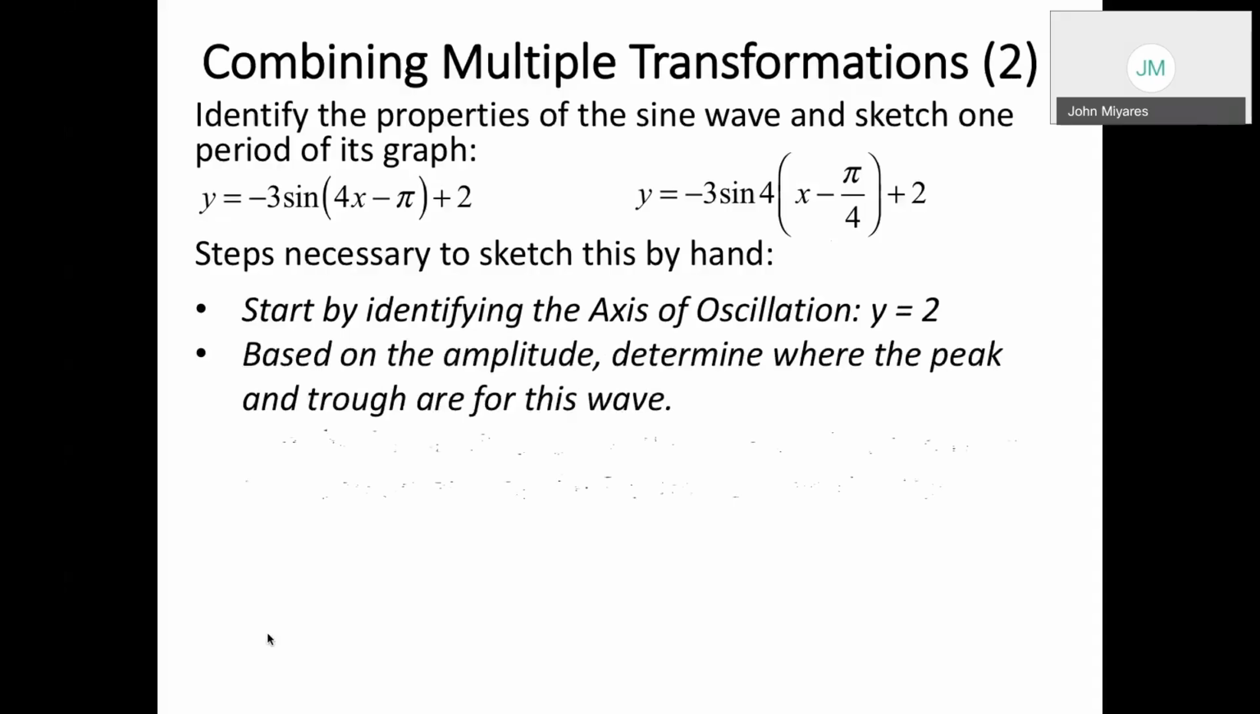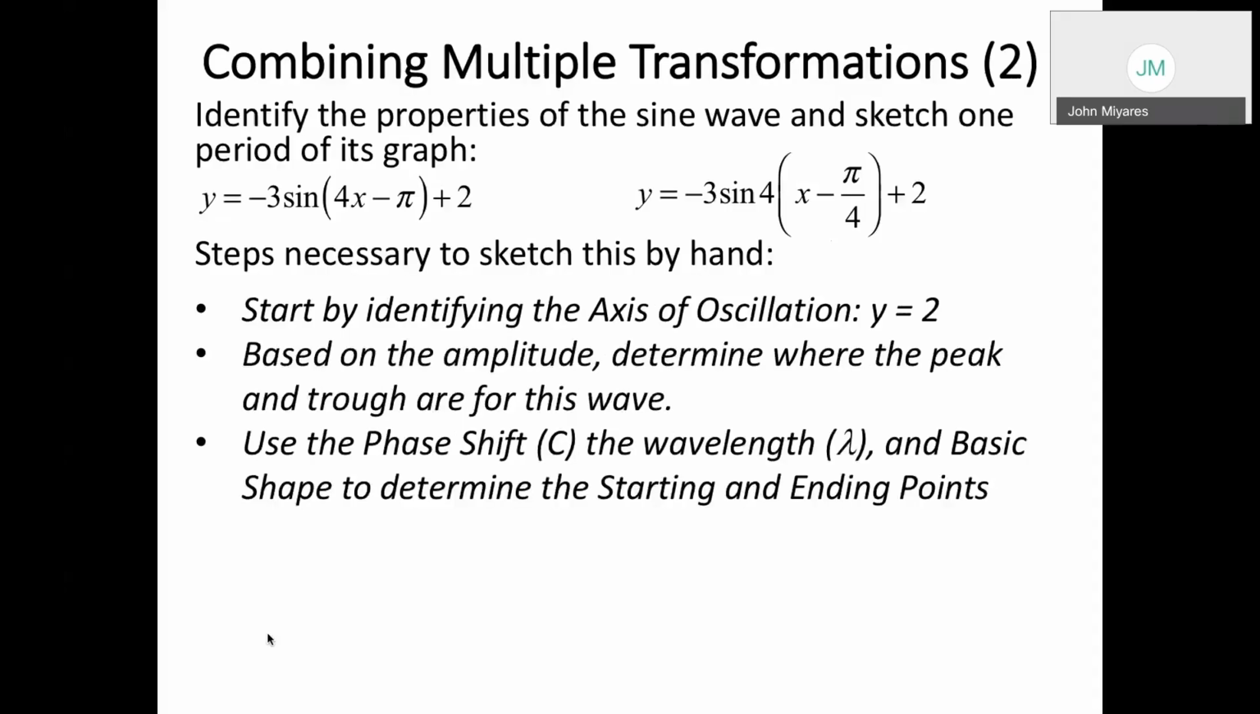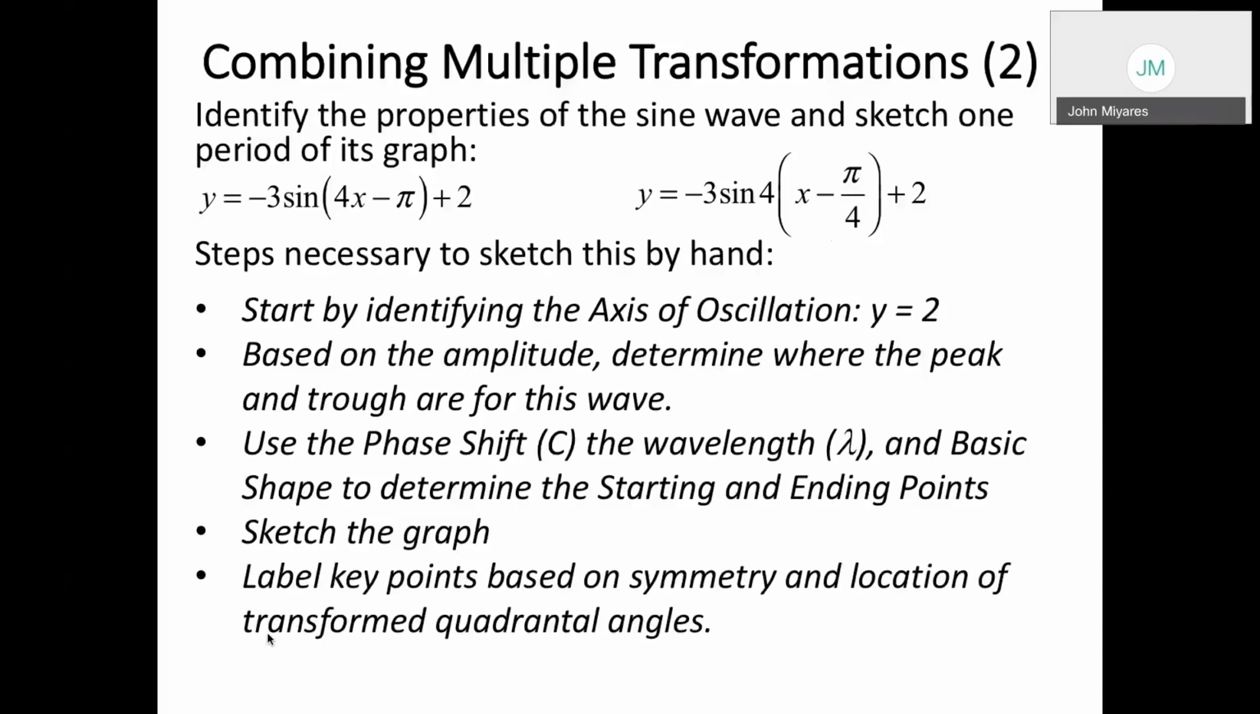Next, we can use the phase shift c and the wavelength lambda and the basic shape to determine where the graph is going to start and end with its first cycle. Knowing this is a sine wave, which normally starts at the origin, the graph of this is going to have a similar behavior, starting at the axis of oscillation and ending horizontally pi over 2 units away from where it started. From there, we can sketch the graph and label key points based on symmetry and location of the transformed quadrantal angles.